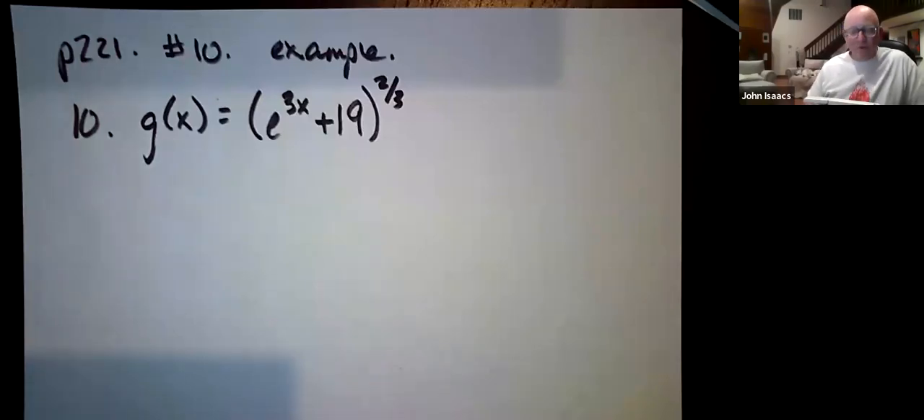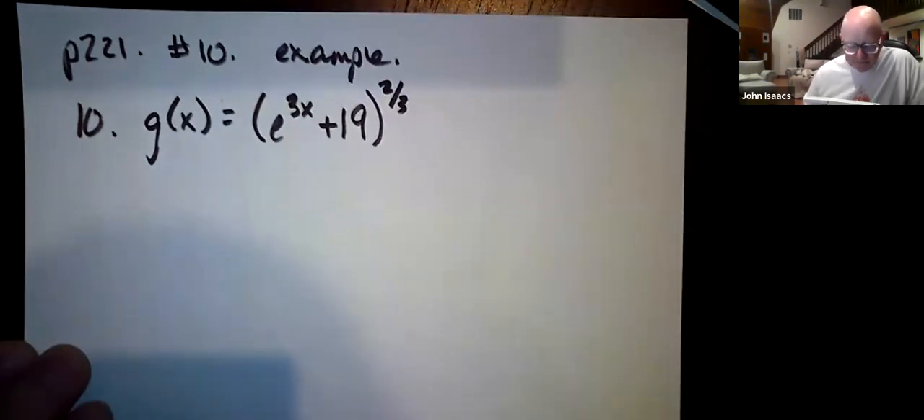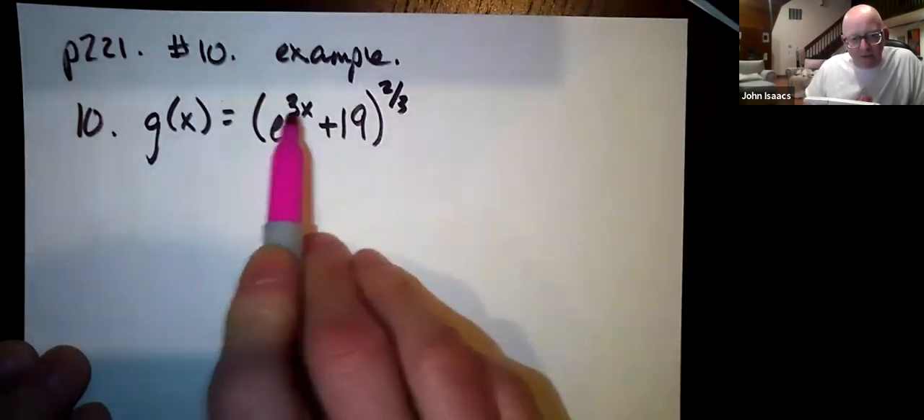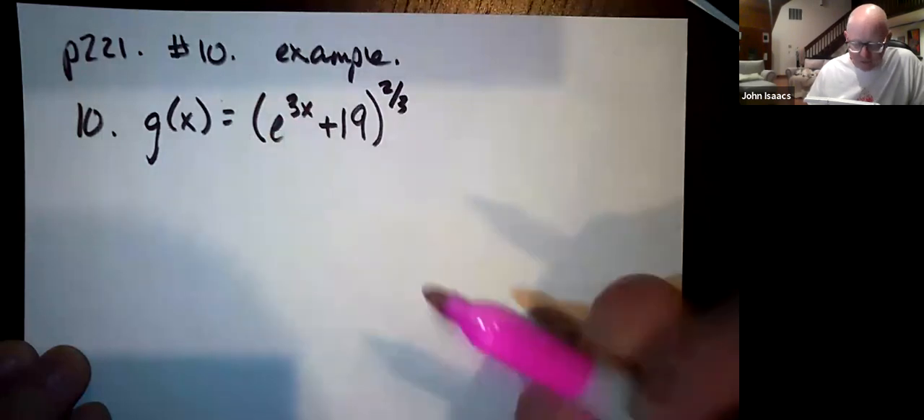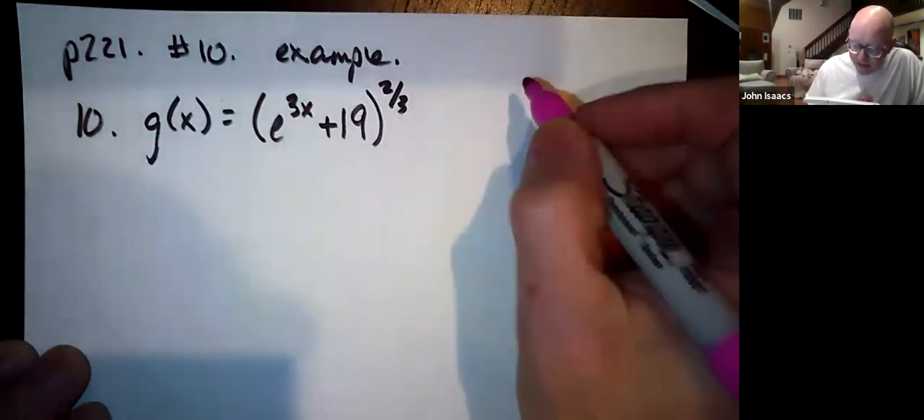Hi, everyone. So here's an example from page 221, number 10. It's really about the chain rule. Of course, this e to the 3x, this chapter is about that particular derivative.